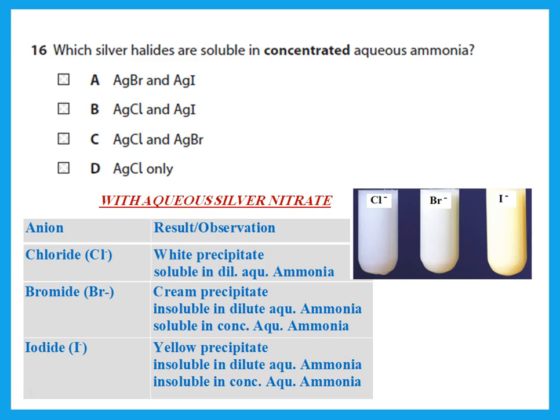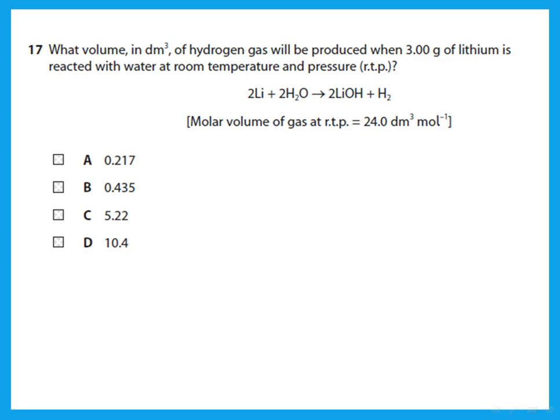Bromide is soluble only in concentrated. Iodide is not soluble in dilute or concentrated. So the ones that are soluble in concentrated are both chloride and bromide.